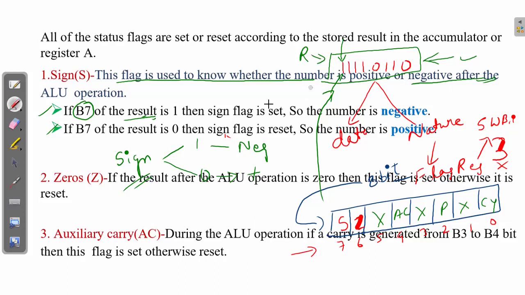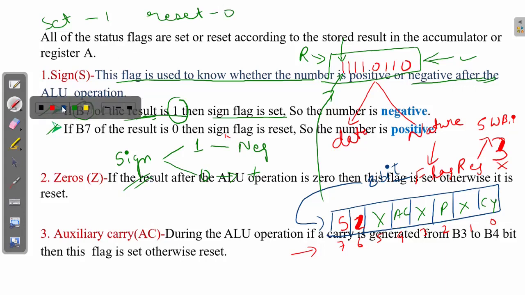So this is the result. If bit 7 of the result is 1, as I have written here, the sign flag is set. Keep in mind, set means 1 and reset means 0. I will repeat once more: if bit 7 of the result is 1, then the sign flag is set. Sign flag is set means in this position you will find 1.